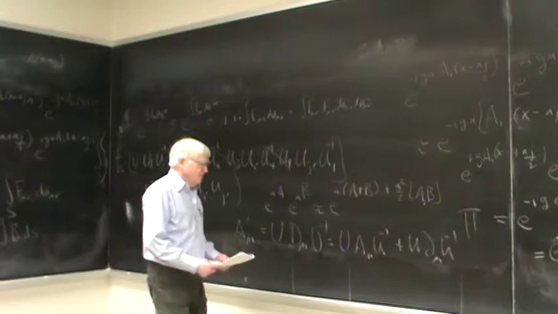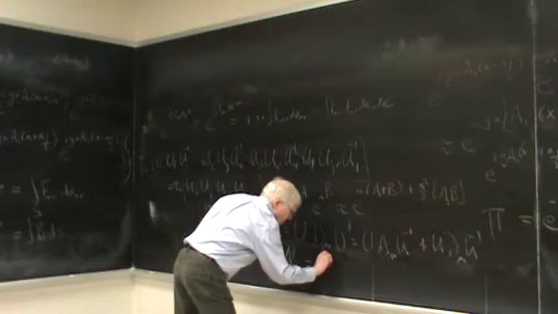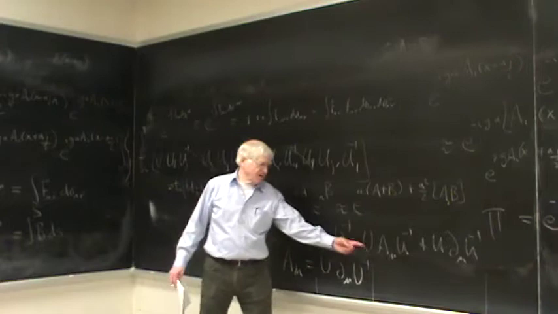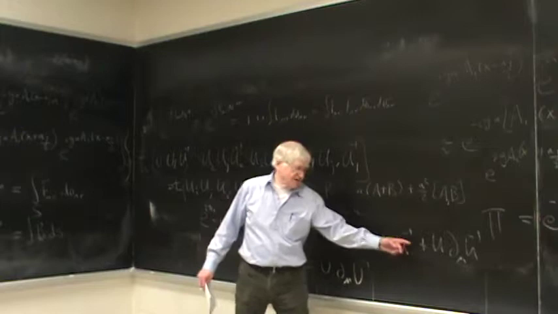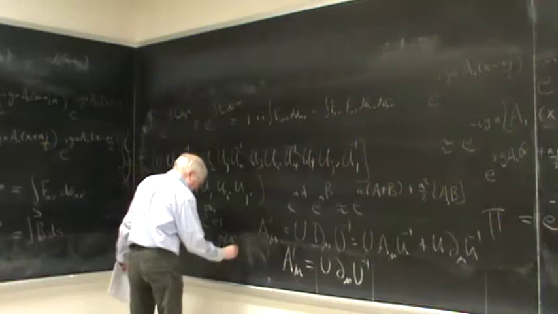The pure gauge configuration is A prime mu equals u d mu u inverse. So in other words, we start out with an A that's identically zero, and it's just u d mu u inverse. That's called a pure gauge. You write it down in case Ms. de Blasio is watching. Pure gauge.